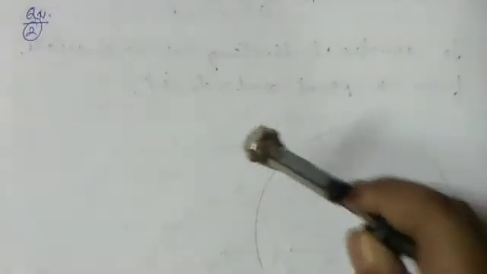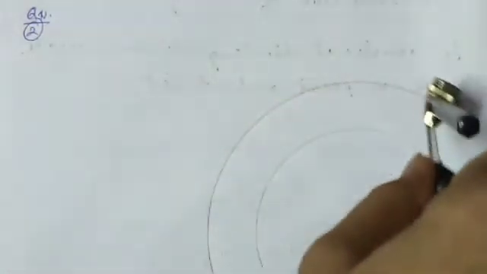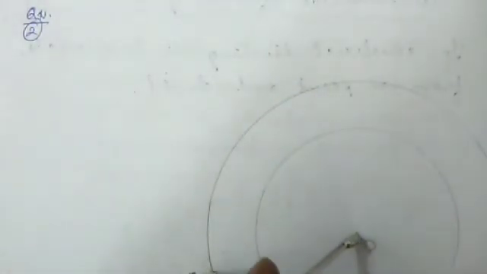Here is the circle. This is the center. Now, with 6 centimeter radius, another concentric circle has to be drawn. Concentric means you take the same center and make the other circle.